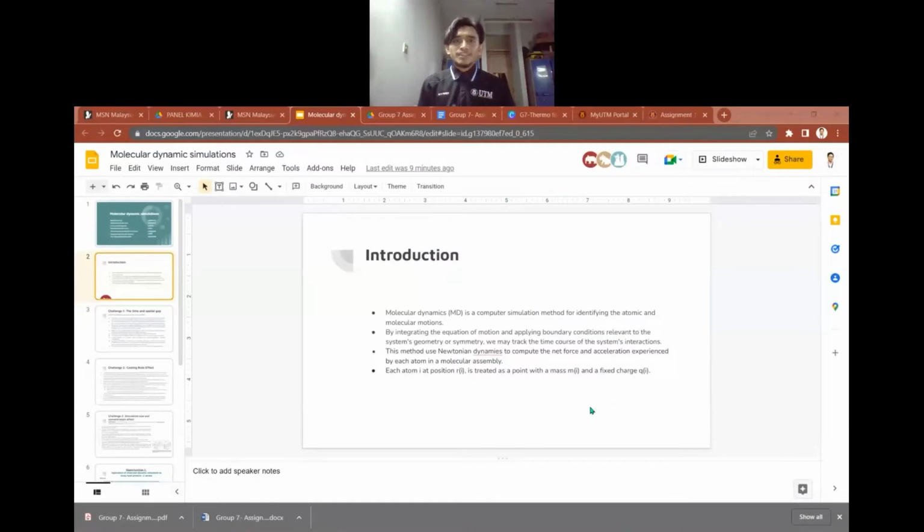Molecular dynamics is a computer simulation method for identifying atomic and molecular motions. By integrating the equations of motion and applying boundary conditions relevant to the system's geometry or symmetry, we may track the time course of the system's interactions. This method uses Newtonian dynamics to compute the net force and acceleration experienced by each atom in a molecular assembly. Each atom i, at position Ri, is treated as a point with a mass Mi and a fixed charge Qi.